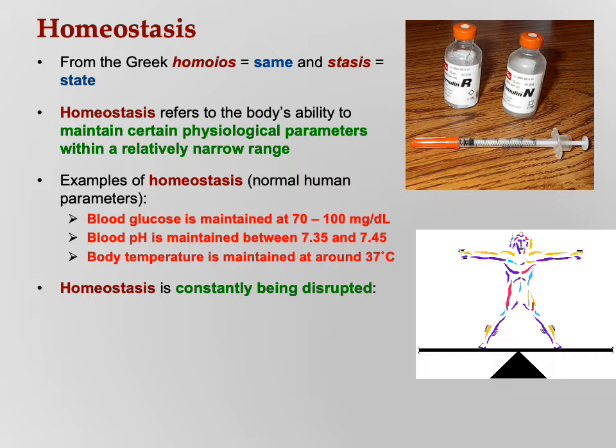Homeostasis is constantly being disrupted. So external stimuli: heat, cold, lack of oxygen. Think about it. When you go outside and it's really hot, like it is right now in May, June, it'll get even hotter. That's really hot. What does your body do to try to keep you from overheating? Yeah, you sweat. Your body is trying to return you to homeostasis.